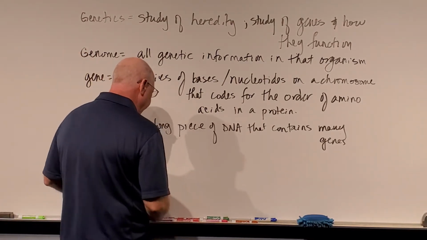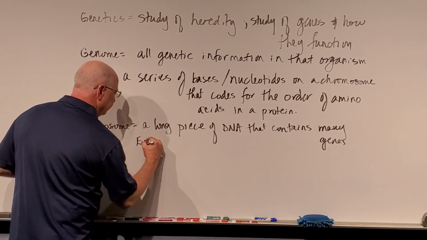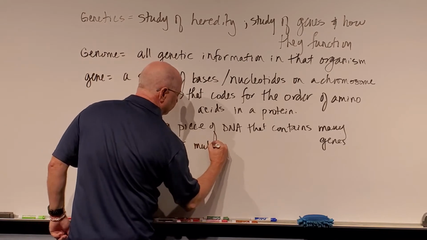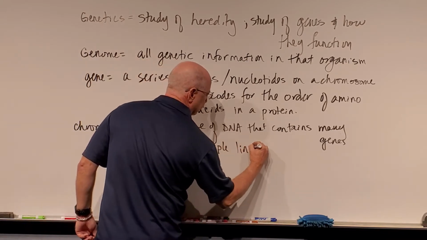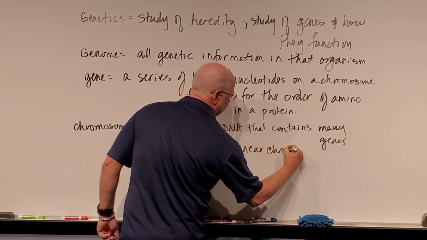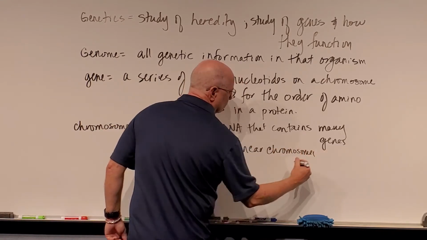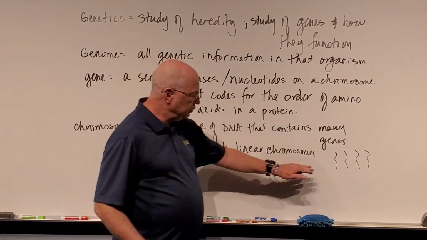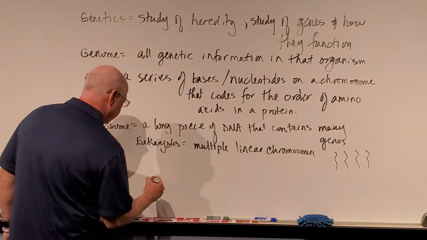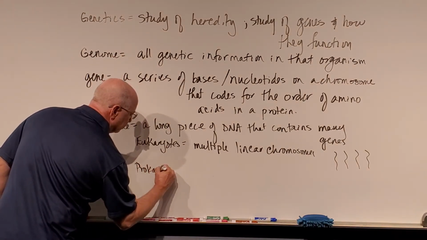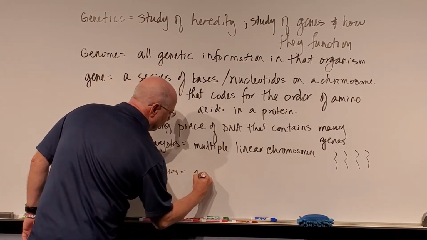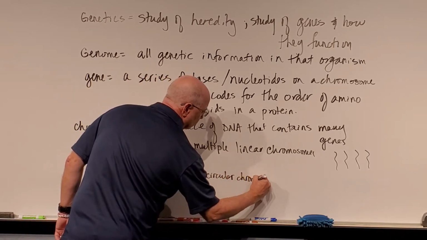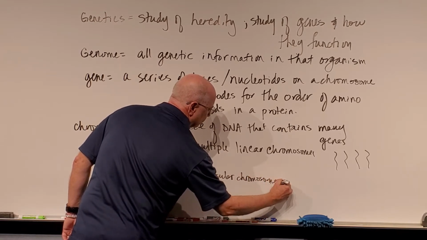Now, one of the things that we do know in eukaryotes, we usually have multiple chromosomes, and they are linear. So we'll have lots of pieces of DNA like this, and each one may have different genes on it. In prokaryotes, there's usually one circular chromosome. Okay?